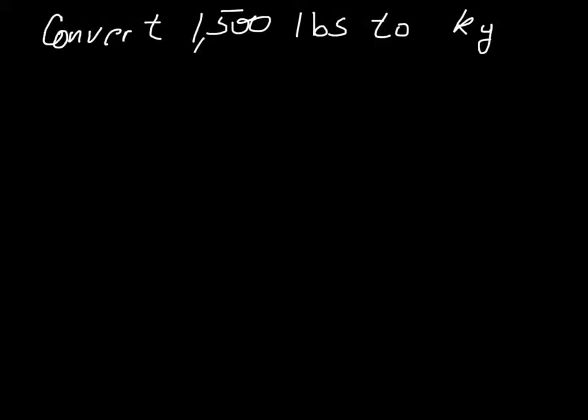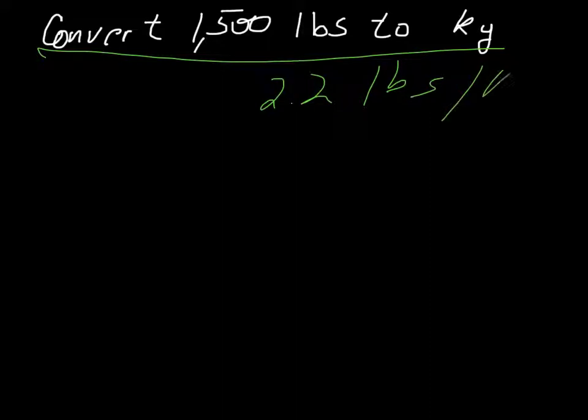Okay, so we're going to convert 1,500 pounds to kilograms, right? So how many pounds are there in a kilogram? 2.2 pounds per kilogram. Okay? So if we multiply this number by something that's in kilograms, we're going to end up with pounds. Correct? But we want to go the other way.